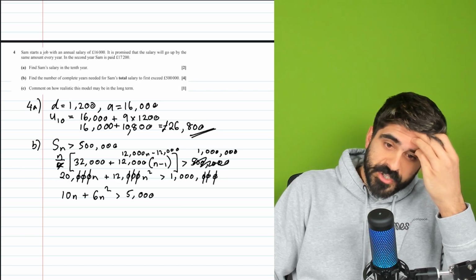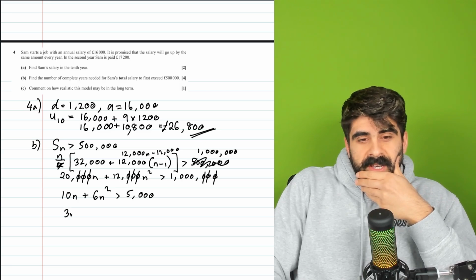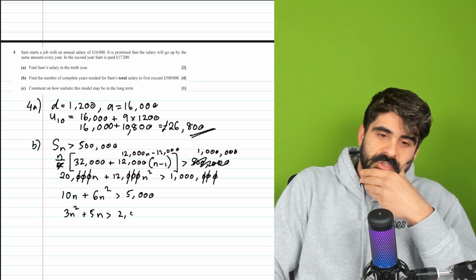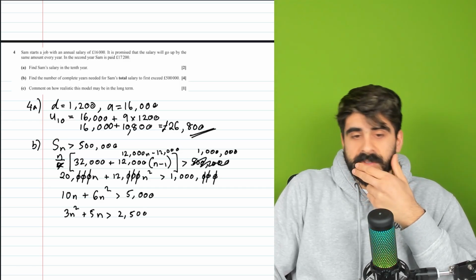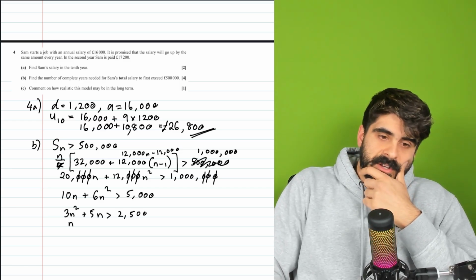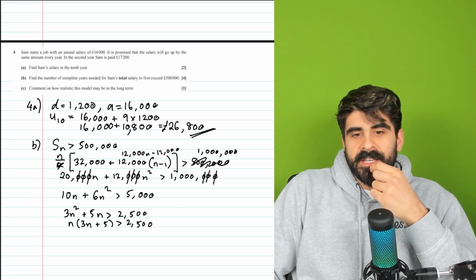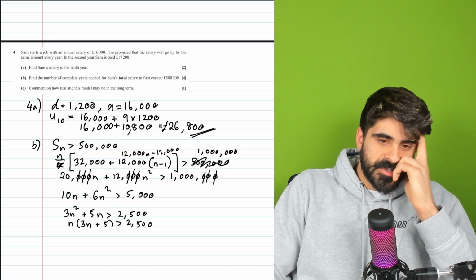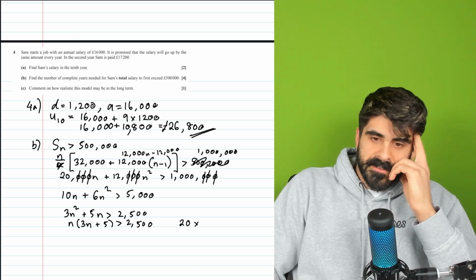I could divide through by 2 again, right? I could have divided by 4. So dividing by 2, I get 3n squared plus 5n minus 2,500. I can't lie, guys. I'm going to have to trial and error this. n lots of 3n plus 5. How many years? I mean, should we start with 10? Probably too small. 20 years? That'll be 20.